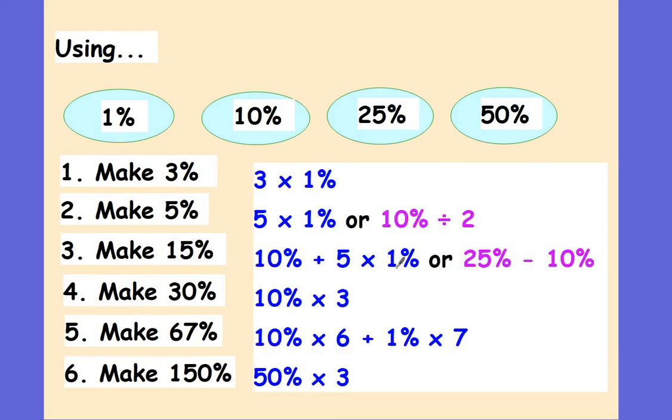Okay, here are the answers that I came up with. I can make 3% from 3 times 1%. 5% could be 5 times 1%, or I could do 10% divided by 2. 15%, I could do 10% plus 5 times 1%, or I could do 25% take away 10%, etc, etc, etc.